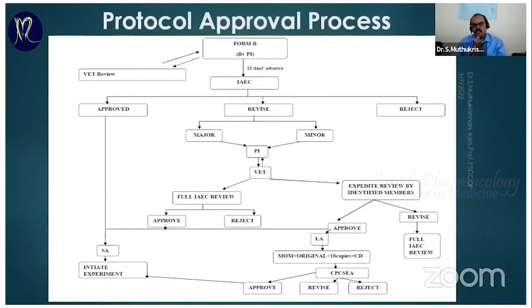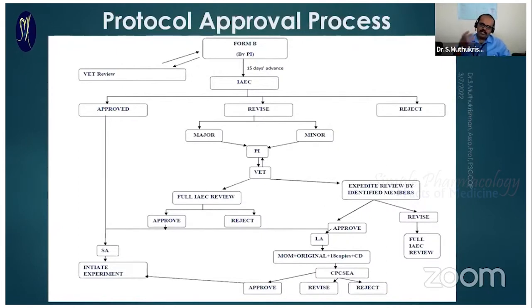Yeah. Till now we have seen so many stories. So now I can go for the outline diagram, the flow diagram for the protocol process.